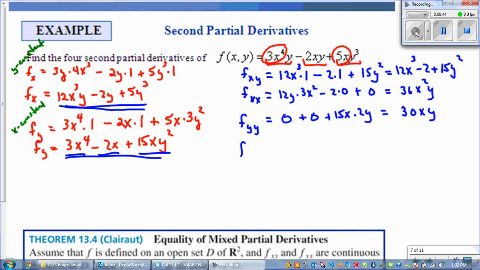And finally, the partial with respect to y first, and then the derivative of that with respect to x. So now our y is the constant. So we're taking the derivative of this function with respect to x. It'll be 12x cubed minus 2. Y is a constant, so it's 15y squared times the derivative of x.